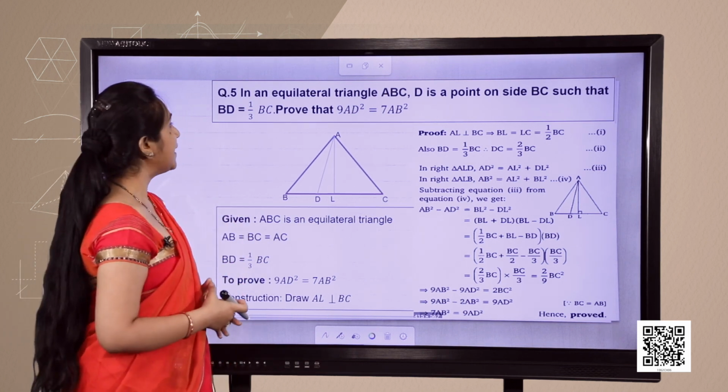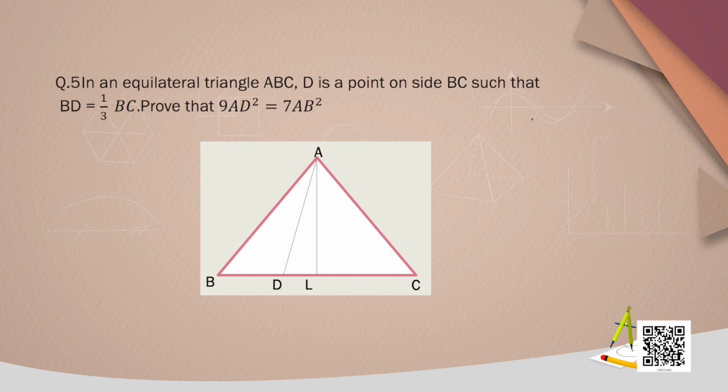Now, the question says that there is an equilateral triangle ABC. Equilateral triangle means all the sides of the triangle are equal, and there is a point D on side BC such that BD is equal to 1/3 of side BC. This relation is given, that BD is 1/3 of BC. We need to prove that 9 AD square is equal to 7 AB square. So let us start with the proof.